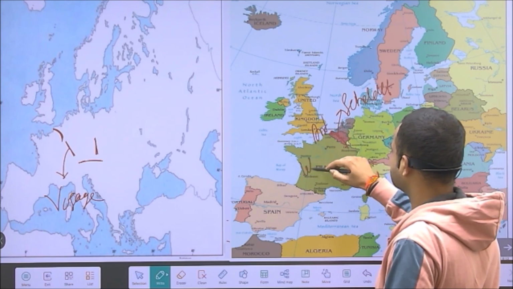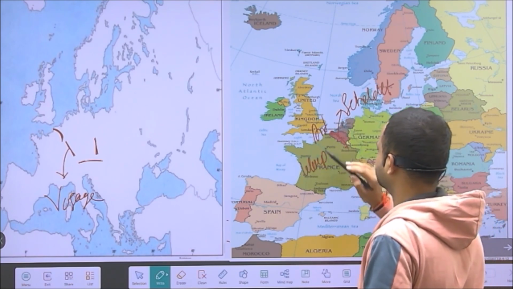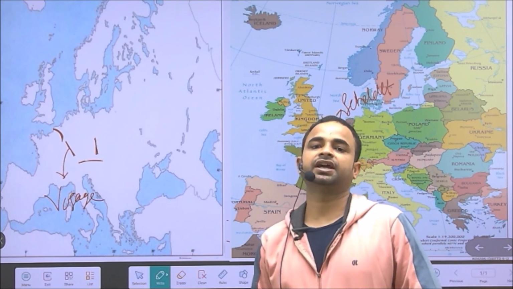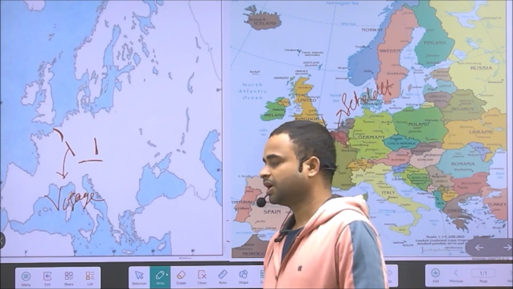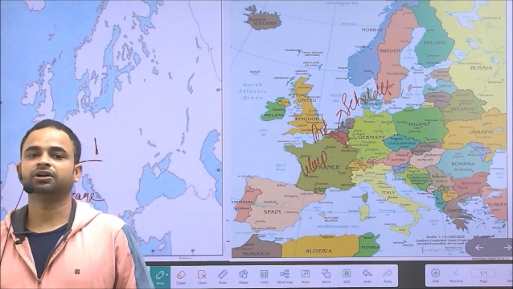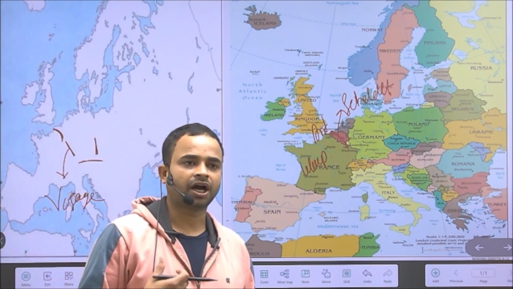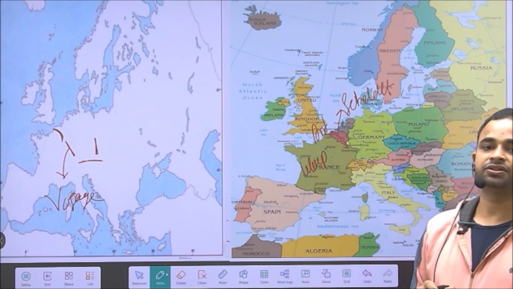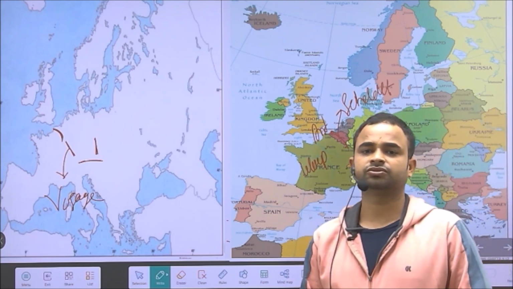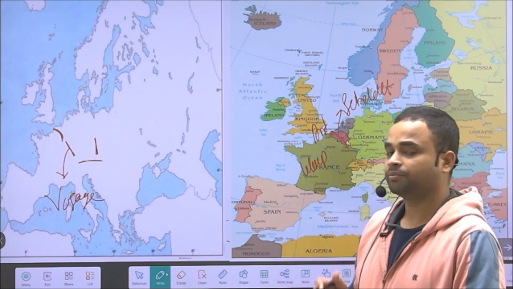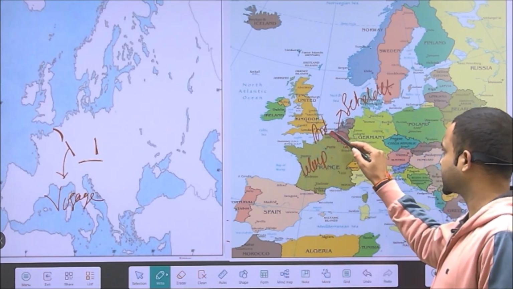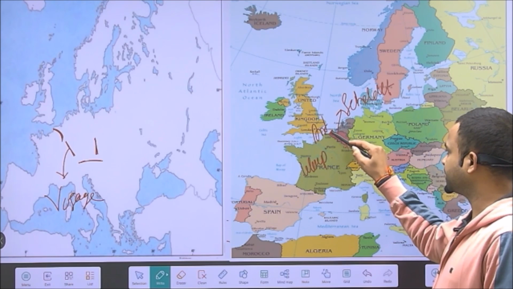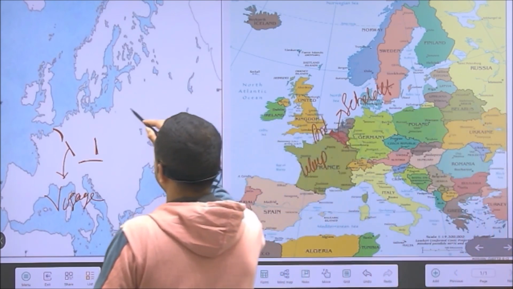Antwerp is situated. Antwerp is basically an ancient city of Europe, and it was popularly known for high quality cutting and polishing of diamond earlier than Amsterdam. So that's why here you have to know, maybe it is possible you cannot find it in your atlas, but in your atlas you can mark here Antwerp is situated.